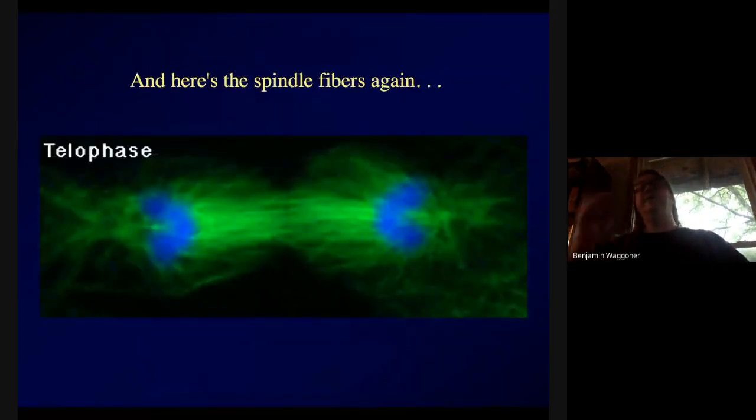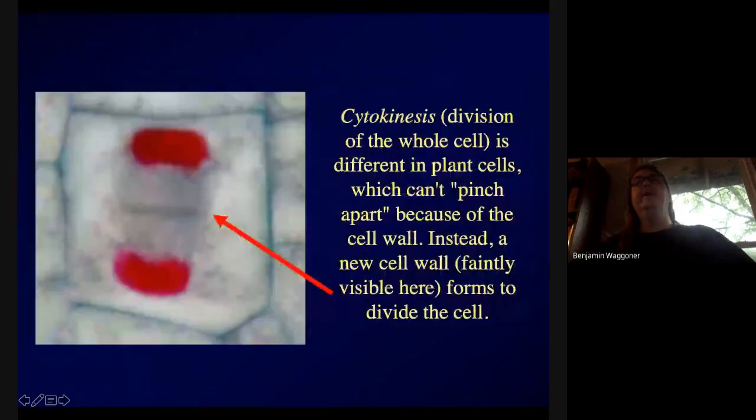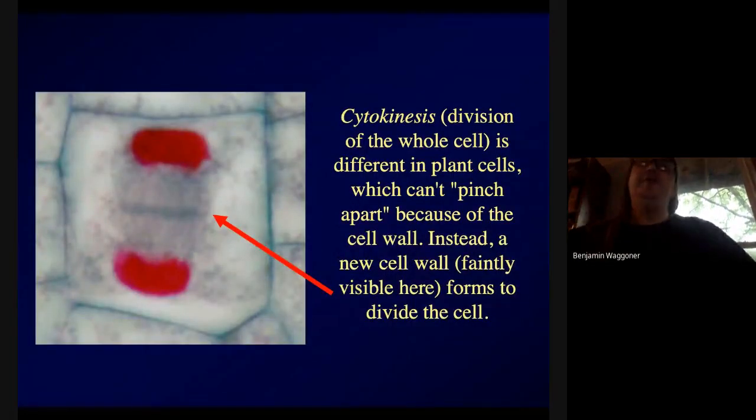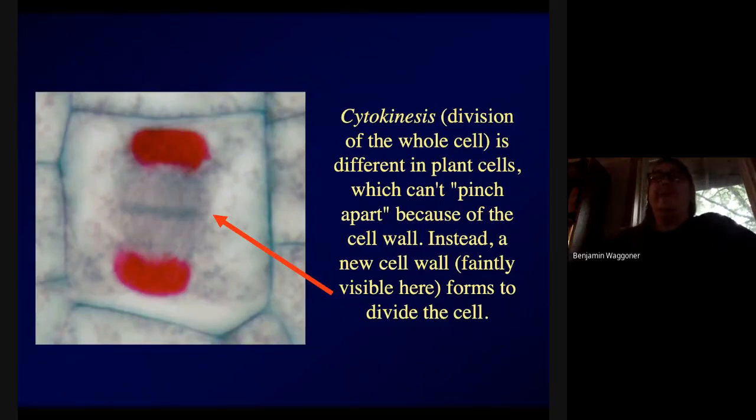And this is what it looks like under fluorescent microscopy, where we've got two completely separated bundles of chromosomes in blue pulled apart by the spindle fibers. I should mention that plant cells do something a little different in cytokinesis, because plant cells are surrounded by a rigid cell wall. They can't simply pinch apart.